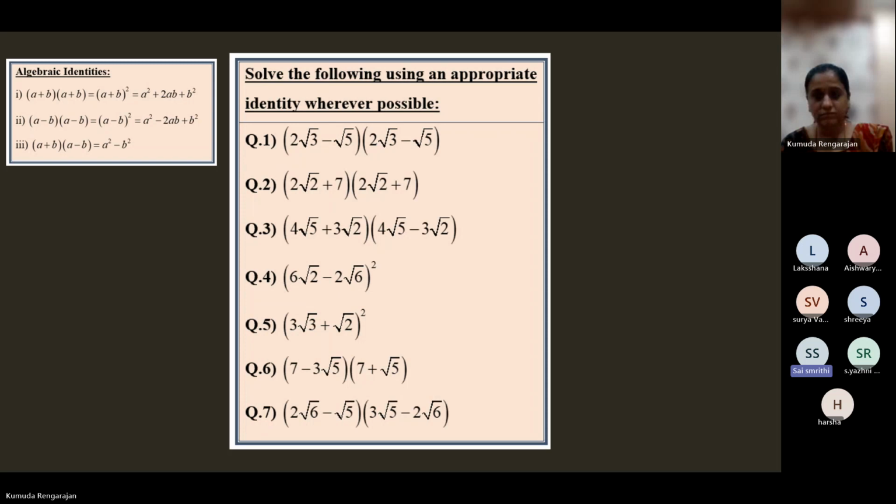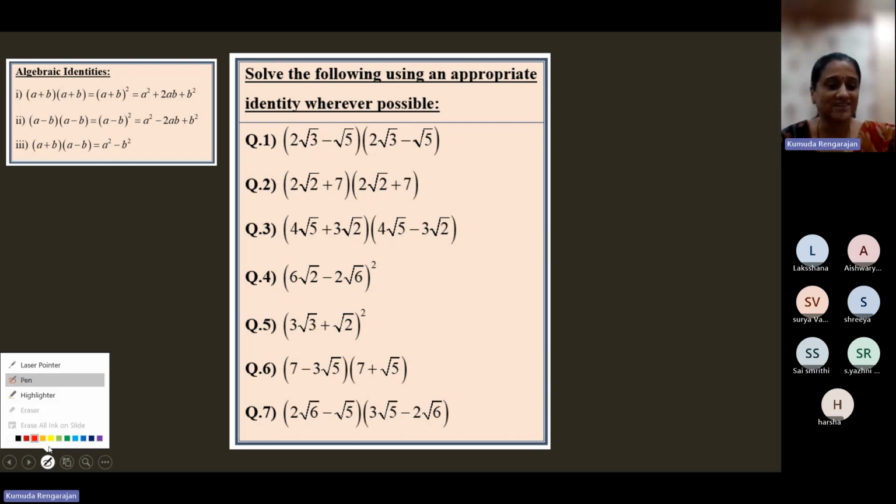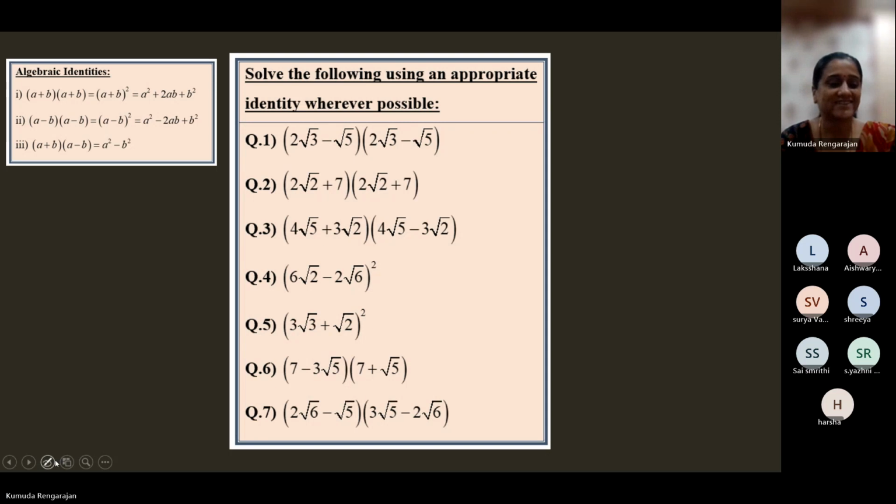Ma'am, for the sixth one also we can't use any identity. 6th also. Yeah, you're right, Sai Smriti. I didn't notice that. So this also, first term of the first bracket into the second bracket. Second term into the second bracket. Correct.